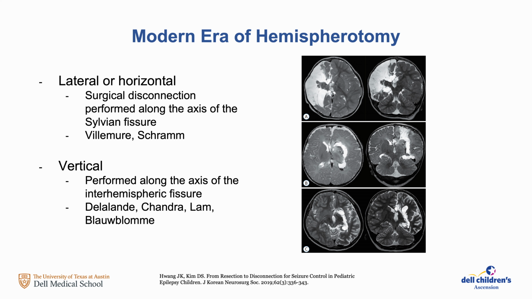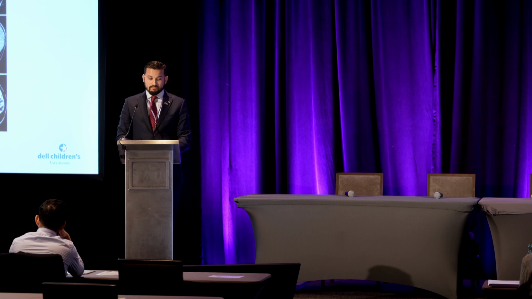Coming from the side is performed along the axis of the sylvian fissure. This was championed by Villemure and Schramm. The vertical approach is performed along the axis of the interhemispheric fissure, whether you go through the fissure or you go just lateral to it and take some of that frontal lobe out to get to the corpus callosum. And this was championed initially by Delalande, Chandra with his endoscope, Dr. Lamb as well, who's among us, Blome, I never say his name correctly, but he's the chief at Necker in France, and they've done a ton of work on this.